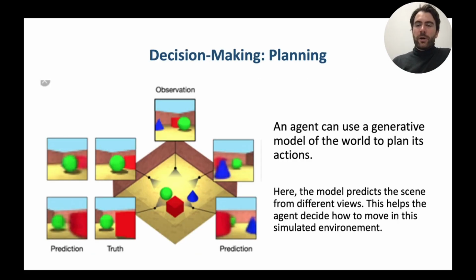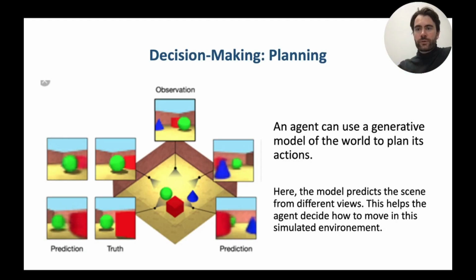Now, the last big bucket of applications that I want to highlight is decision making and planning. One of the promises of generative models is that they can enable intelligent agents that can perform complex series of actions in an environment. The intuition is that if an agent has a good generative model of the world, it can generate the outcome of certain actions. For example, if it pushes on an object, it can generate the result that the object will fall.